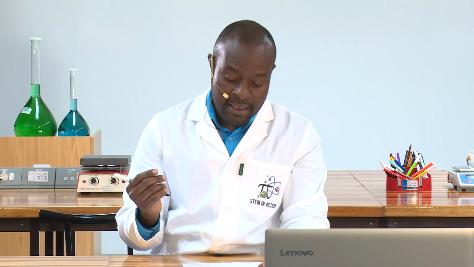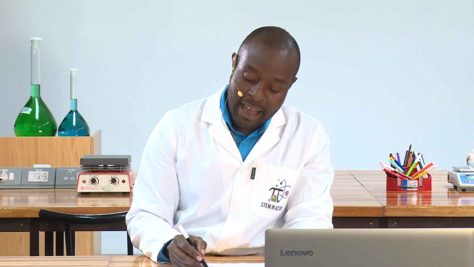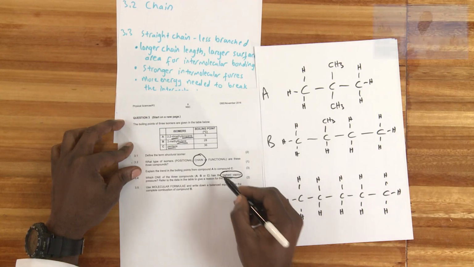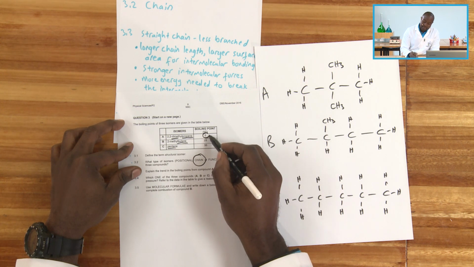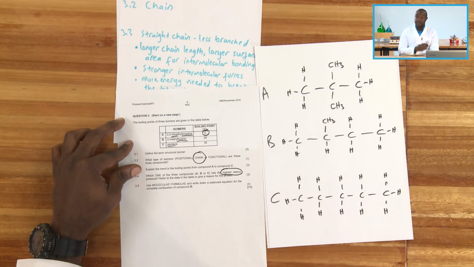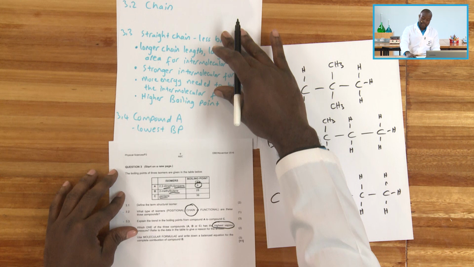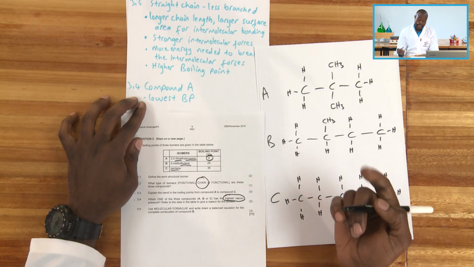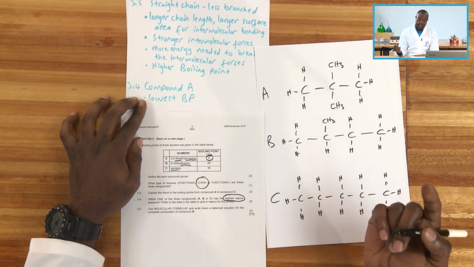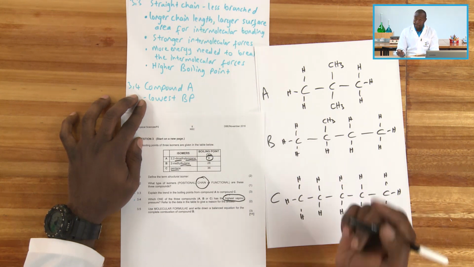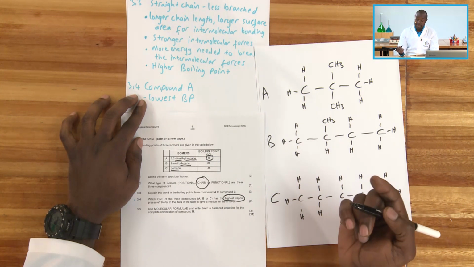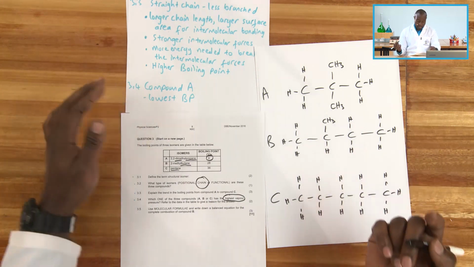So in this case, they're asking us which one is the highest vapor pressure. So the one with the lowest boiling point is the one with the highest vapor pressure. So our compound A is going to be the one with the highest vapor pressure because it has the lowest boiling point.